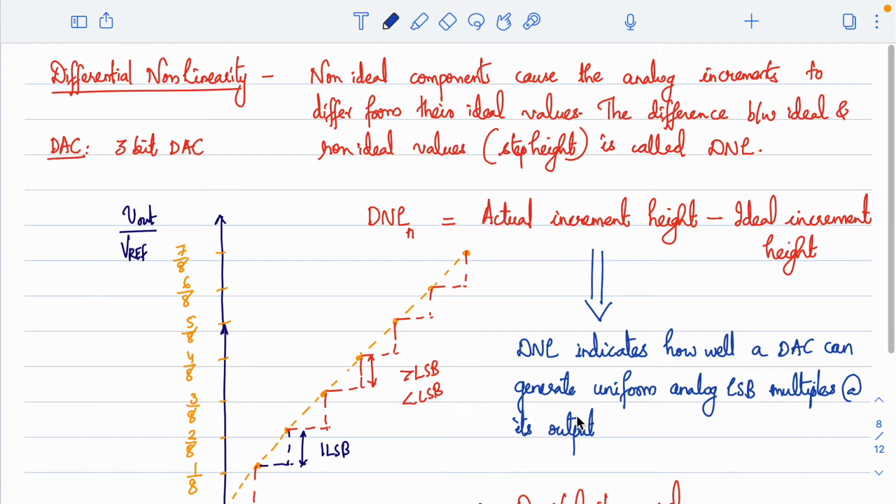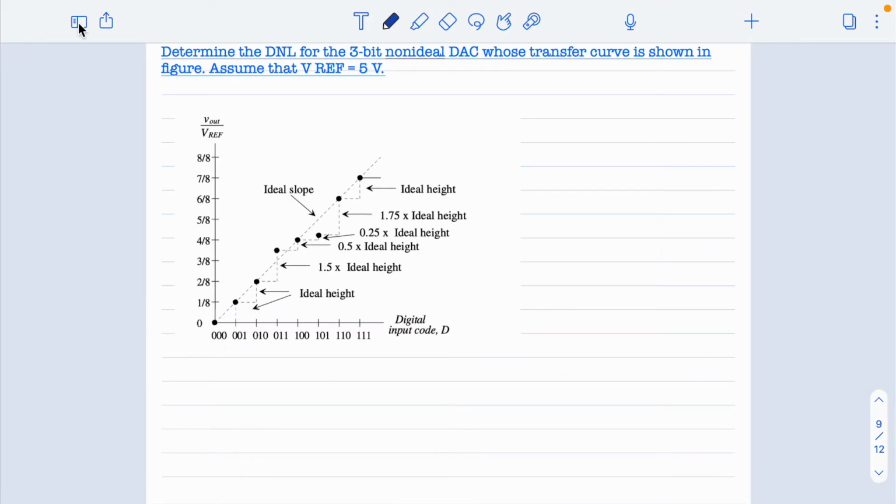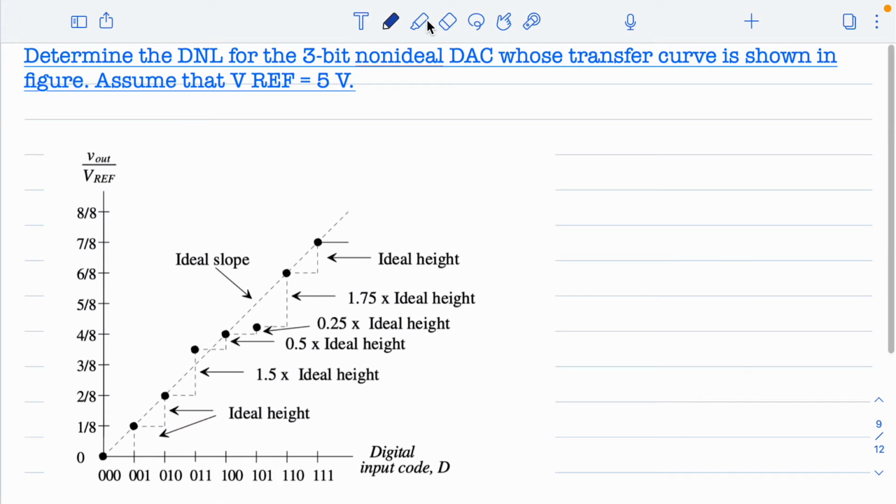Alright, so just to have a better understanding, let us take one simple example. The question here is to determine the DNL, differential nonlinearity, for a 3 bit DAC, given that the DAC is non-ideal, right? The moment you hear that the DAC is non-ideal, you can conclude that there are some deviations from the ideal behavior. The transfer curve is given. It is also given that the reference voltage is 5 volt.